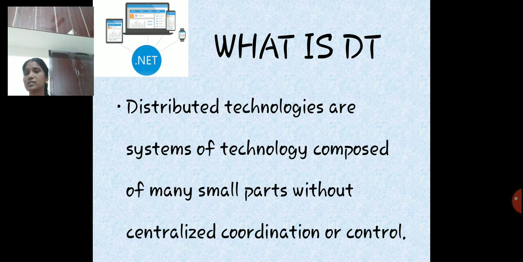Now, what is distributed technology? Actually, distributed technology is a composition of many small parts. In .NET, there is a special entity called ASP.NET Framework. In other words, it is called as .NET architecture. This .NET architecture is a composition of small and essential parts like CLR, CSS, CTS, JIT, etc. And these small parts compose the .NET architecture, and that is why it is called as a distributed technology, and they work under no centralized coordination.